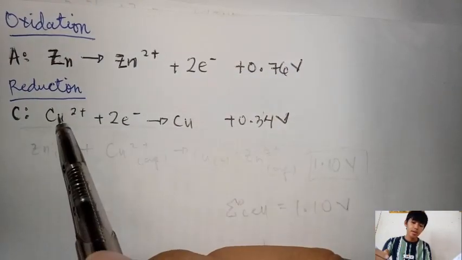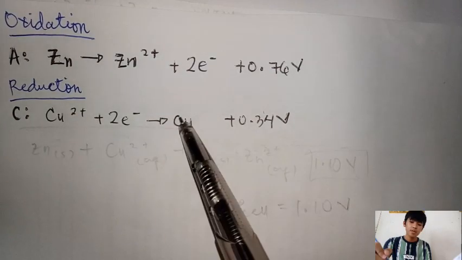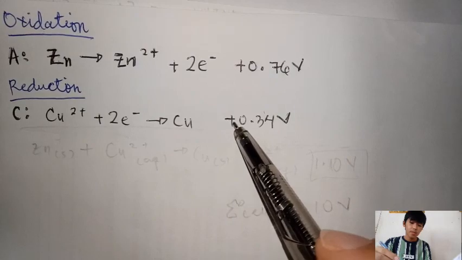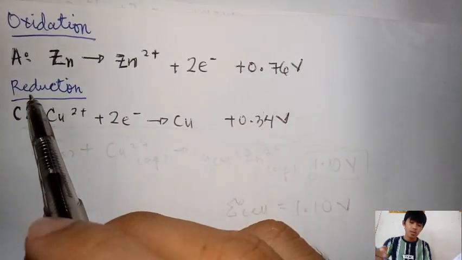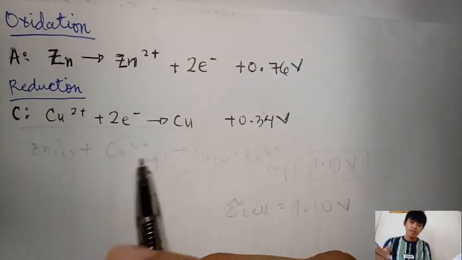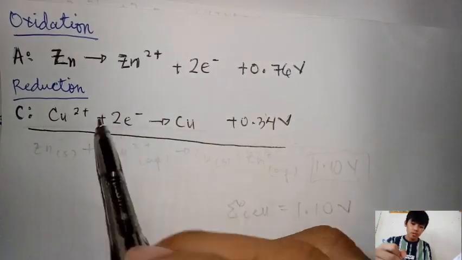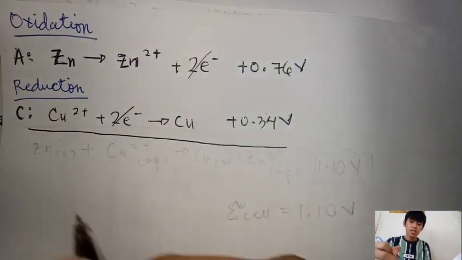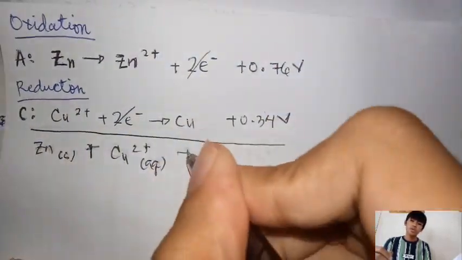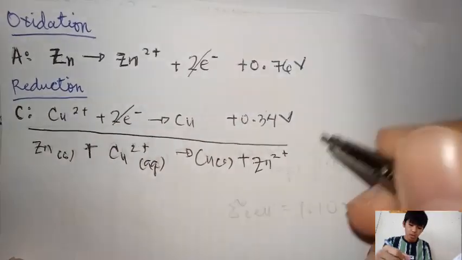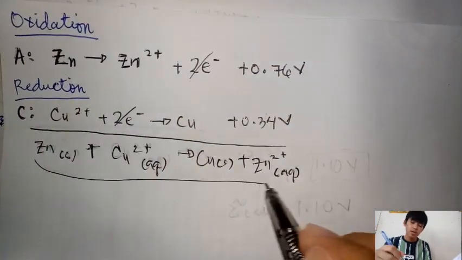But we have the cathode. We have the copper 2 plus ions, which are likely to acquire electrons, so it becomes copper metal. And the cell potential for this half reaction is 0.34 volts, and this is the cathode, so reduction occurs here. To calculate the overall net reaction, we simply have to add these two half reactions. So the electrons cancel, and on the left side we have zinc solid plus copper 2 plus ion in aqueous solution. On the right side we have copper solid plus zinc 2 plus ion in aqueous solution. So this is the overall net reaction.